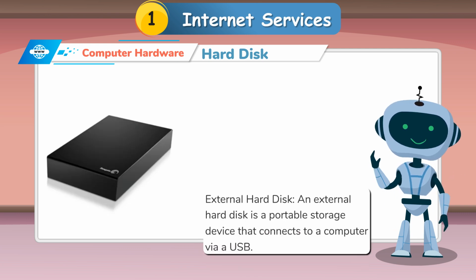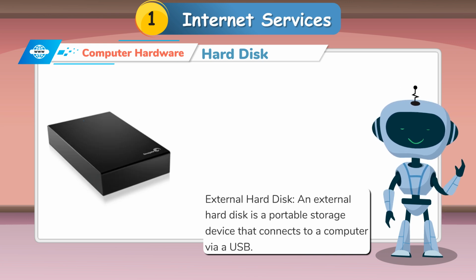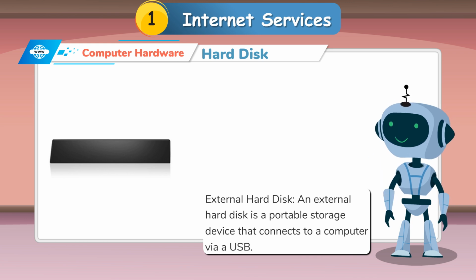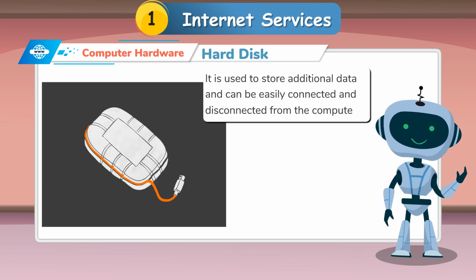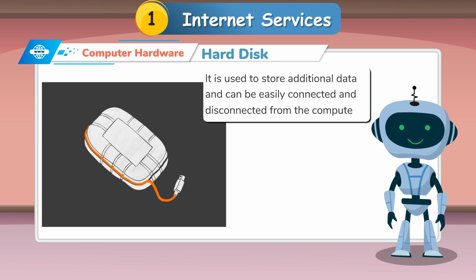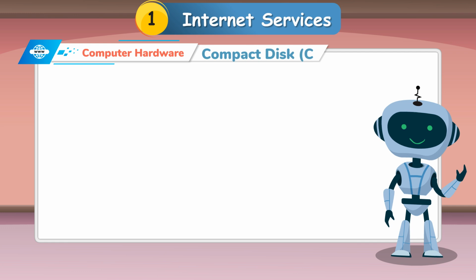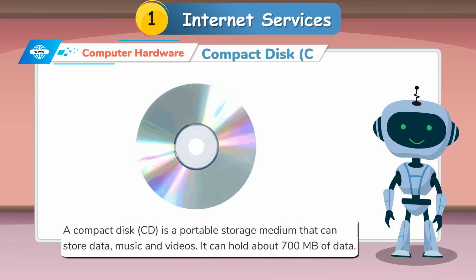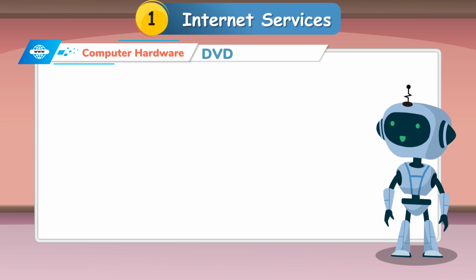External hard disk. An external hard disk is a portable storage device that connects to a computer via a USB. It is used to store additional data and can be easily connected and disconnected from the computer. Compact disc, CD. A compact disc, CD, is a portable storage medium that can store data, music, and videos. It can hold about 700 MB of data.